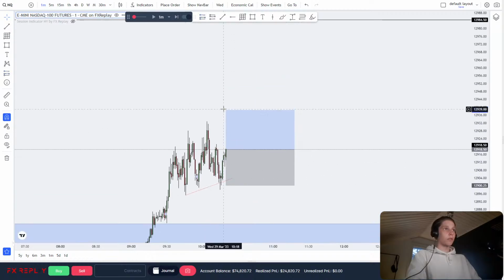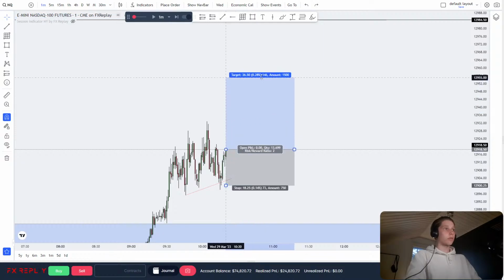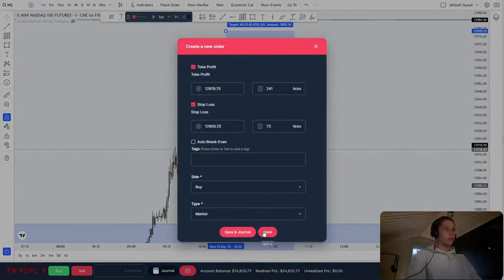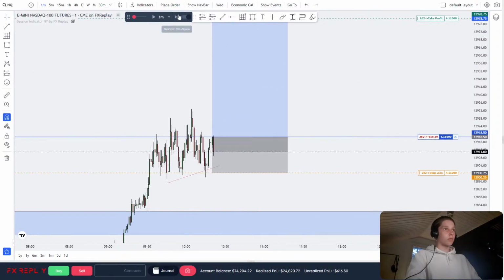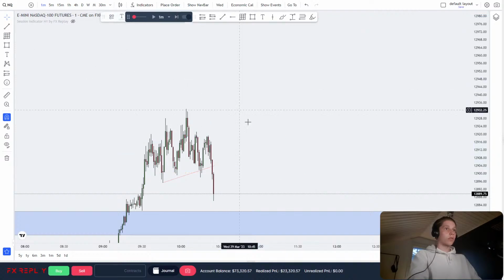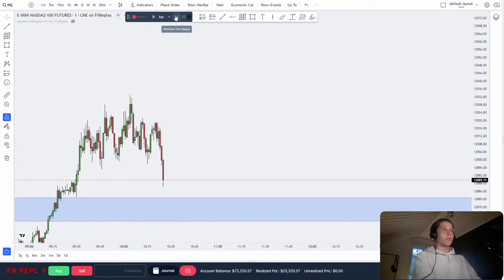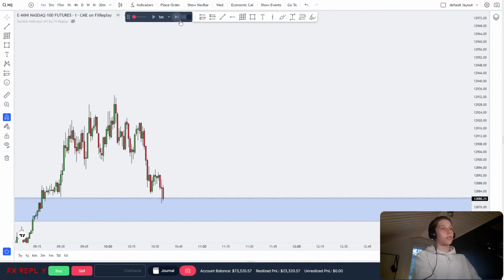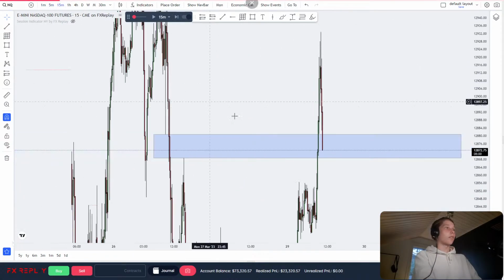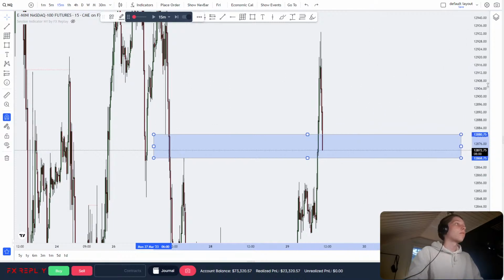It's kind of choppy, but I guess this could do as a setup. Okay, it doesn't. Well, there was a little bit too much sell side still, so I don't know why I was doing that.